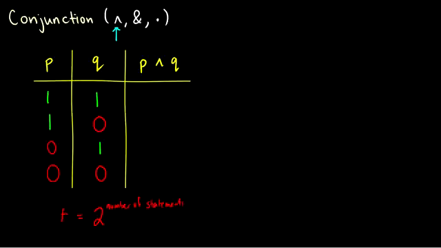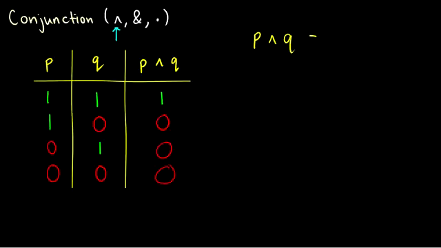Now, what does P and Q do to the truth value? Well, P and Q is true only if P is true and Q is true. So it's only true in the first scenario where both P and Q are true. In every other scenario, it is false. So what's a mathematical way of looking at this? Well, we say that the value of P and Q is just equal to the minimum of P and Q.